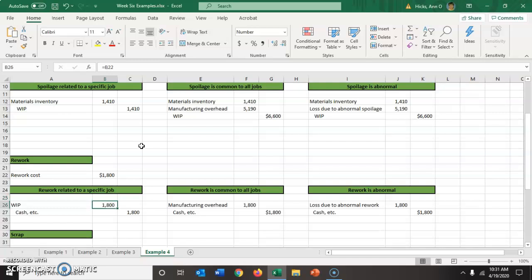In other words, the WIP for that particular job will incur an additional $1,800. And then we'll credit cash, materials inventory, whatever it is that we needed to credit, depending on the work that we had to do. In contrast, if this defect and thus the rework is common to all jobs, we'll take the $1,800 and debit it to manufacturing overhead, which will then be allocated to all of the jobs, and each job will get a little piece of it.